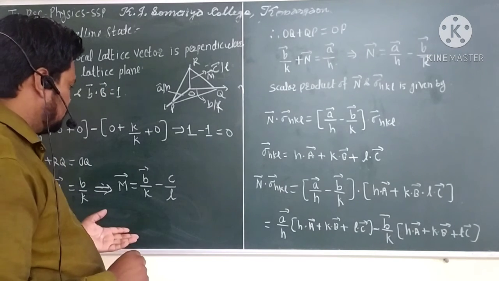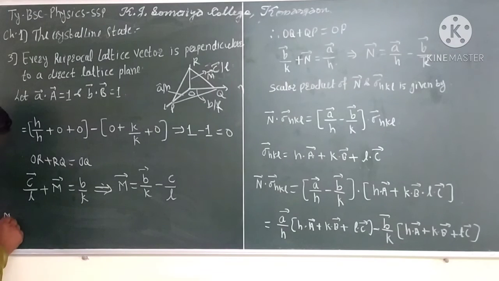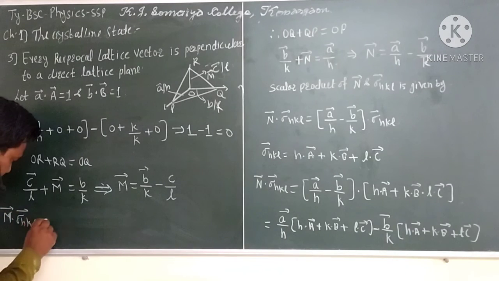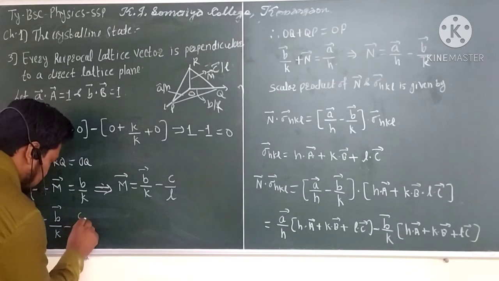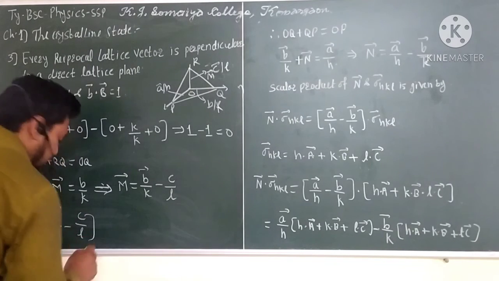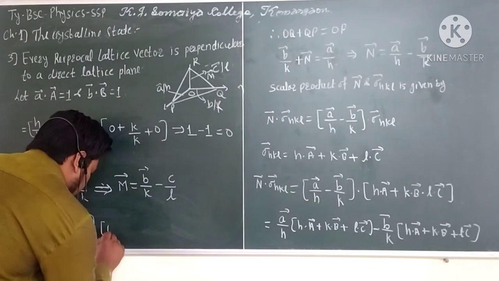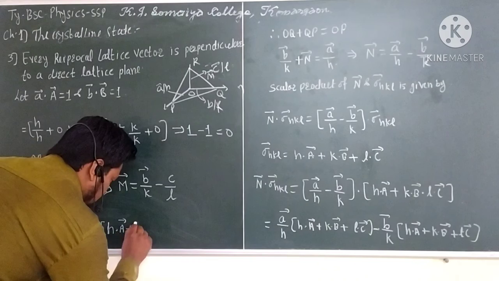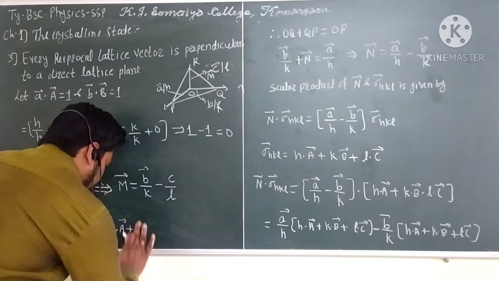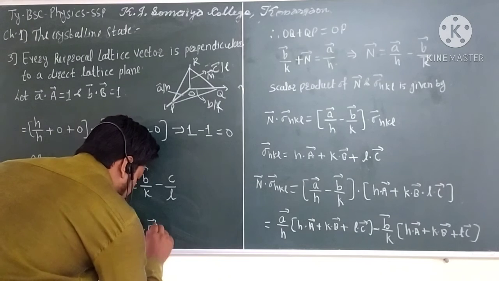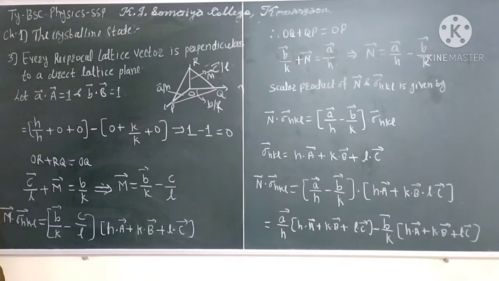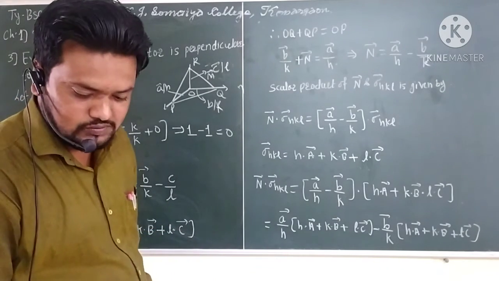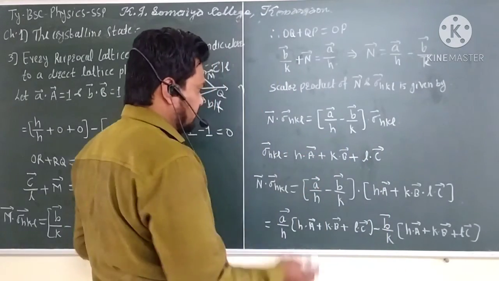And again we take the scalar product of M dot sigma HKL, which is given as M, which is B bar by K minus C by L, and this sigma HKL is nothing but H dot A bar plus K dot B bar plus L dot C bar. And we do the calculation similarly to the earlier one.